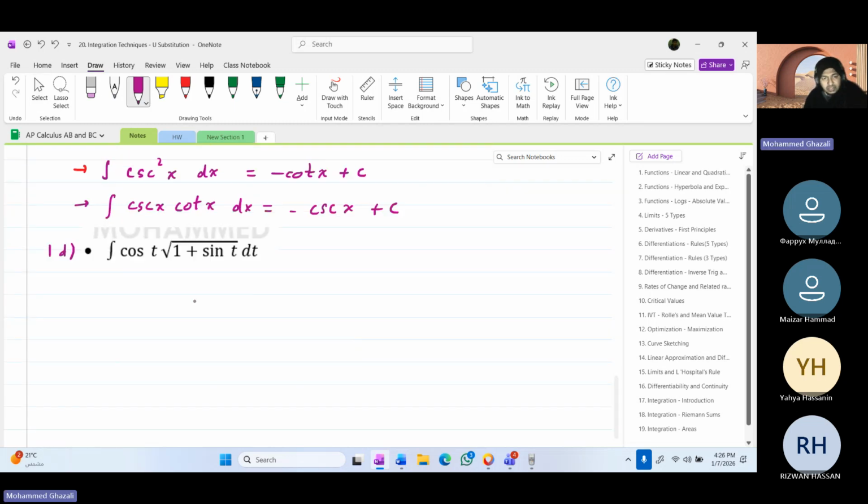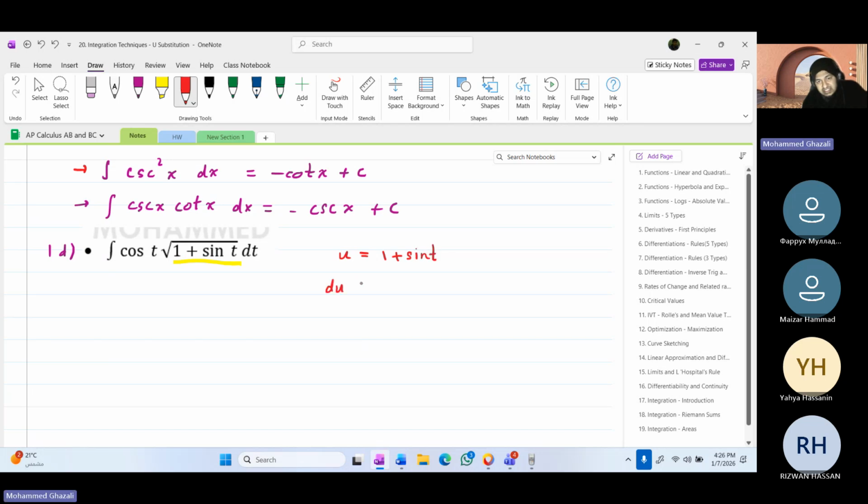Right, so we want to integrate cos t over 1 plus sine t, dt. So we can see this is a more complicated function. So we make this equal to u. So let u equal 1 plus sine t.